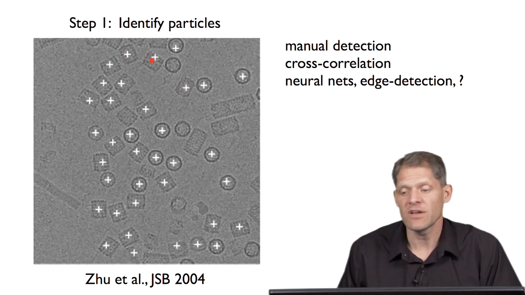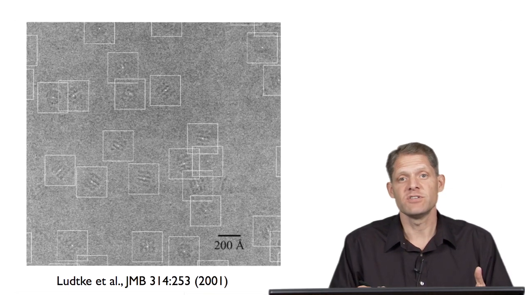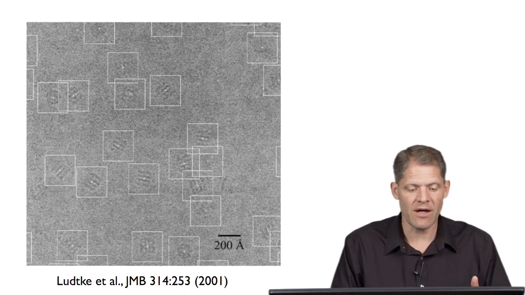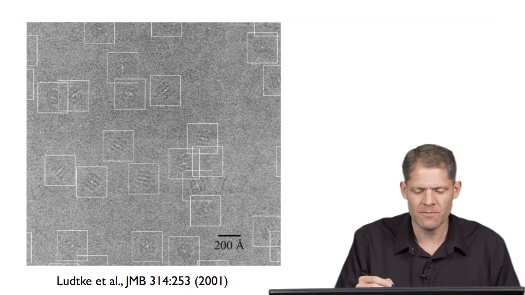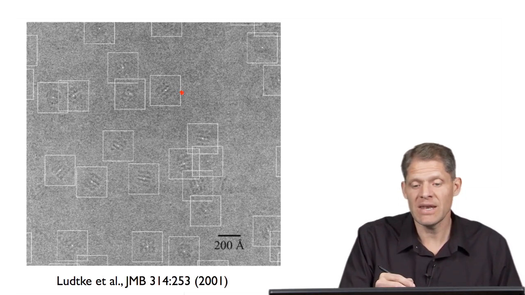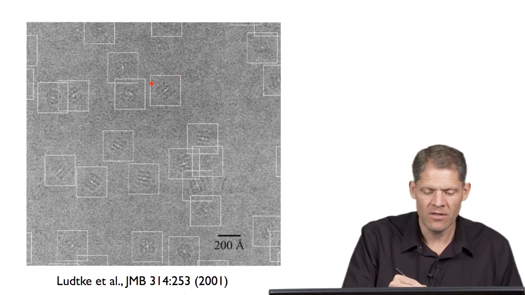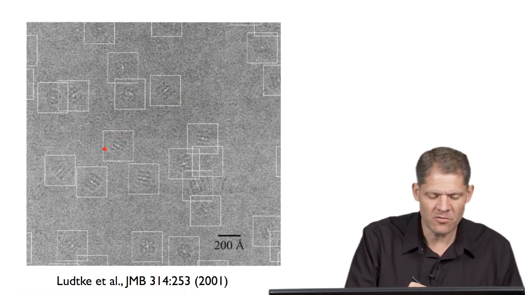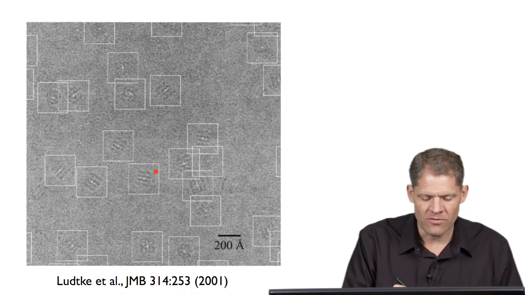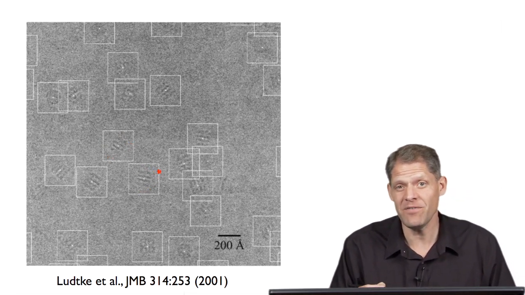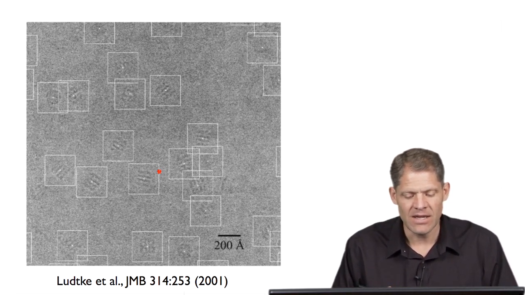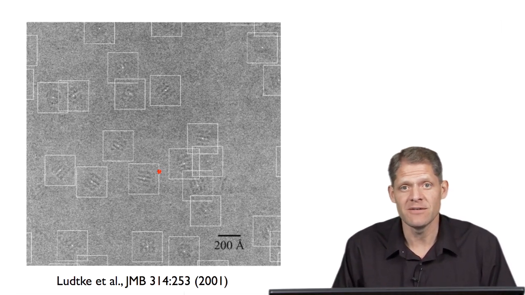In other cases, it's not so easy. This, for instance, is a picture of a much smaller particle, GroEL, taken closer to focus. And a particle picking algorithm has already found this particle, for instance, and this one, and this one, and this one. So you can see in this case, it's very difficult to detect the particles from the background. But nevertheless, it needs to and can be done.